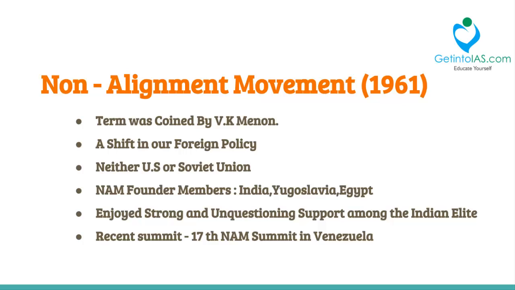So at that time there were two dominant powers, the US and USSR. Either the countries should join the US or USSR, but India came with the idea that we will not join both. We will not join the US or USSR. We will form a separate thing called non-alignment, and many countries joined it. The founder members of this non-alignment movement were India, Yugoslavia, and Egypt, and later many more countries were added, and a shift in our foreign policy was made.